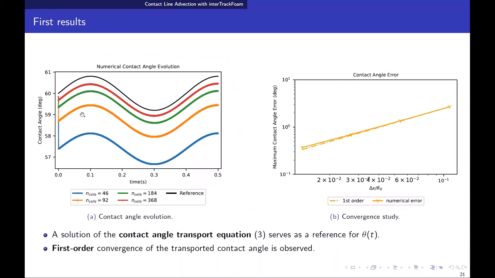So some initial results show very good behavior with respect to the reference solution. But we do have a sudden drop in contact angle, because we think the least square plane is pulling the point opposite to the contact line back. And we have first order convergence here.